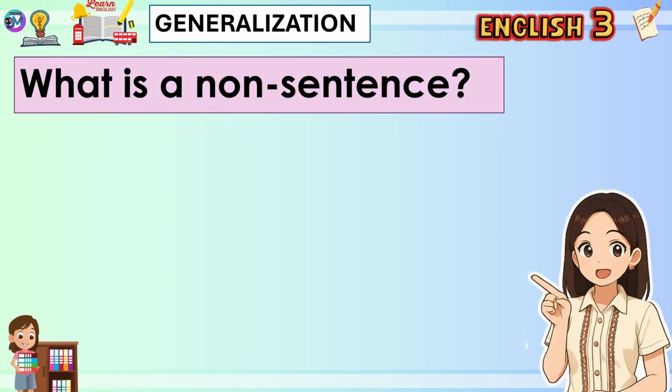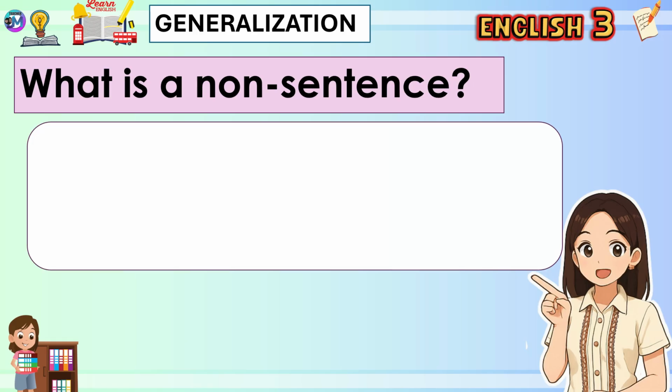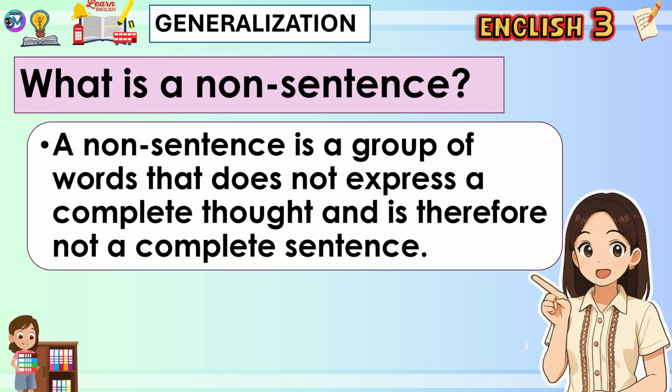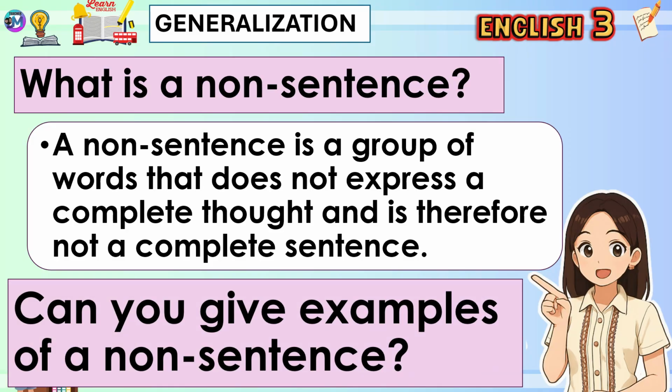What is a non-sentence? Correct. A non-sentence is a group of words that does not express a complete thought and is therefore not a complete sentence. Can you give examples of a non-sentence? Awesome.